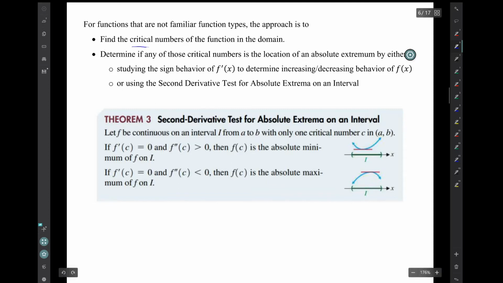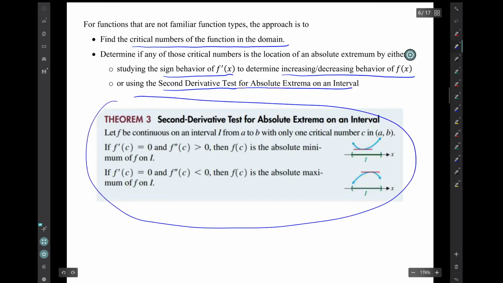We started by finding the critical numbers of the function in the domain, and then determine if any of those critical numbers is the location of an absolute extremum by either studying the sign behavior of f prime to determine the increasing decreasing behavior of f of x, or using the second derivative test, studying f double prime and using the second derivative test for absolute extrema on an interval. That's this test.